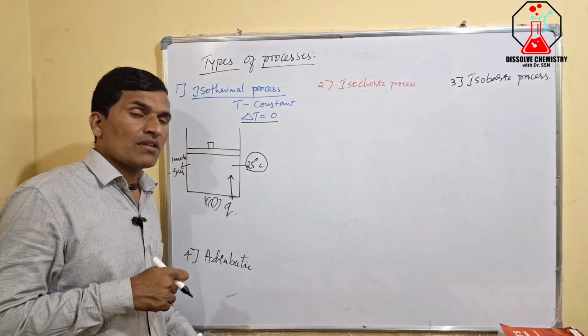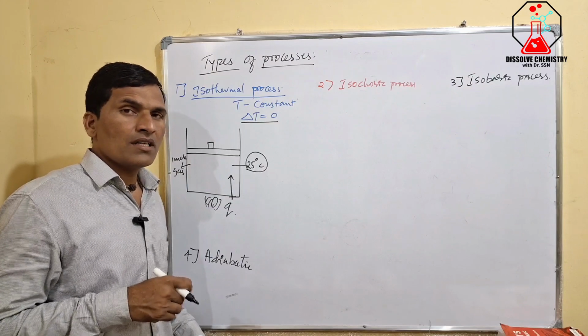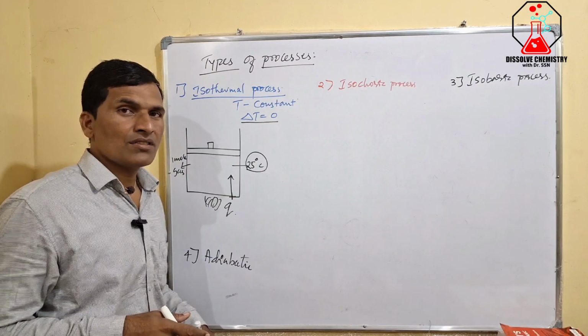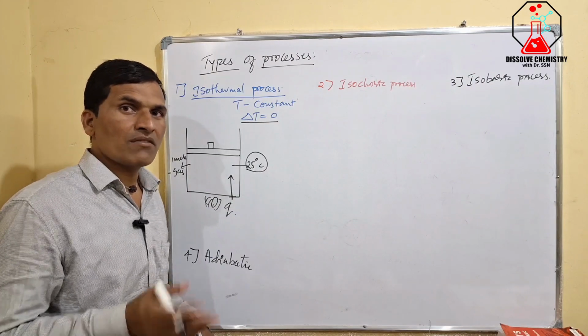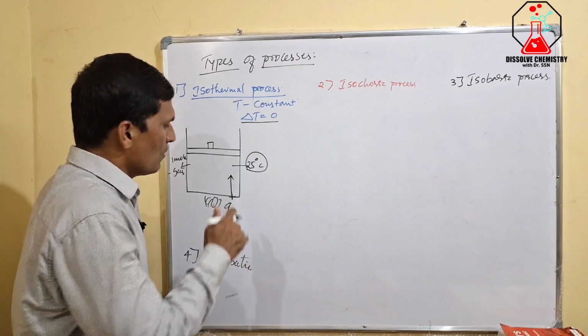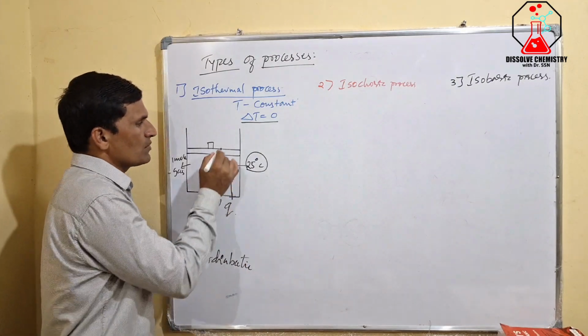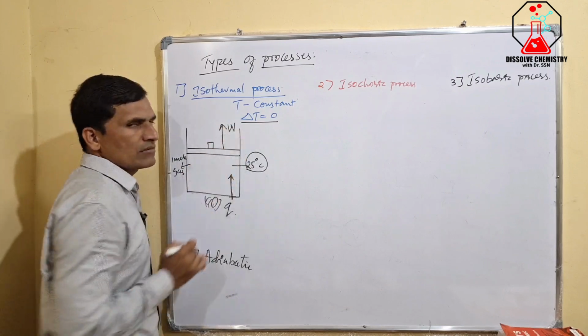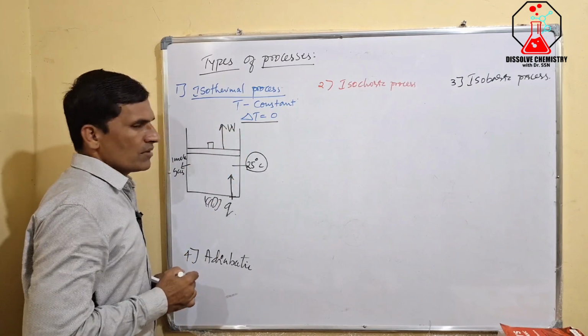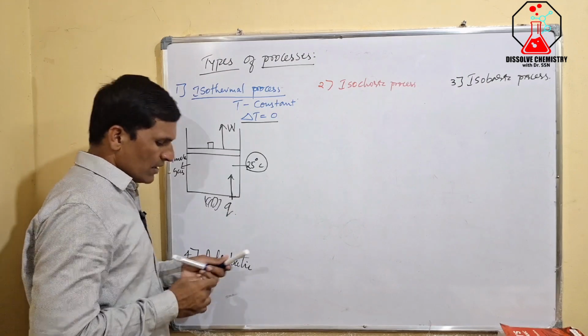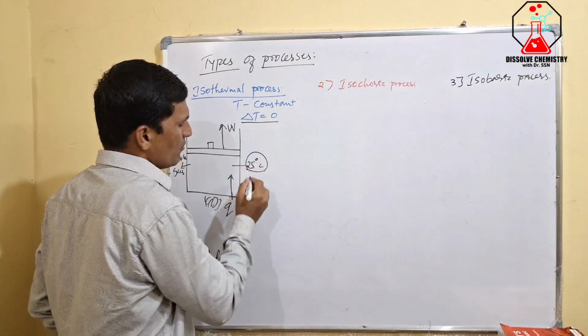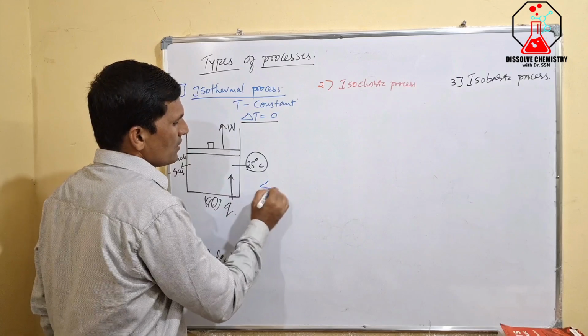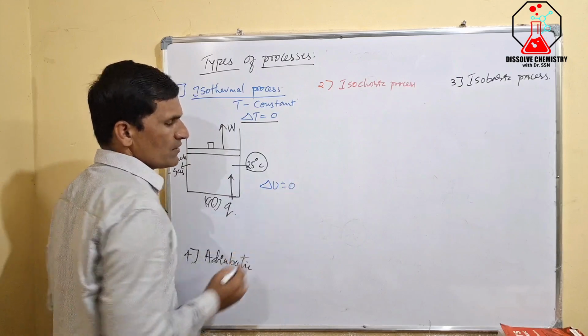But when the heat is absorbed, what happens? Heat is absorbed means internal energy will change or temperature also changes, but we are not allowing it to change. So whatever Q amount of heat is absorbed, that all must appear as work. So it has to do the expansion work. As temperature is remaining constant, the change in internal energy will be 0.